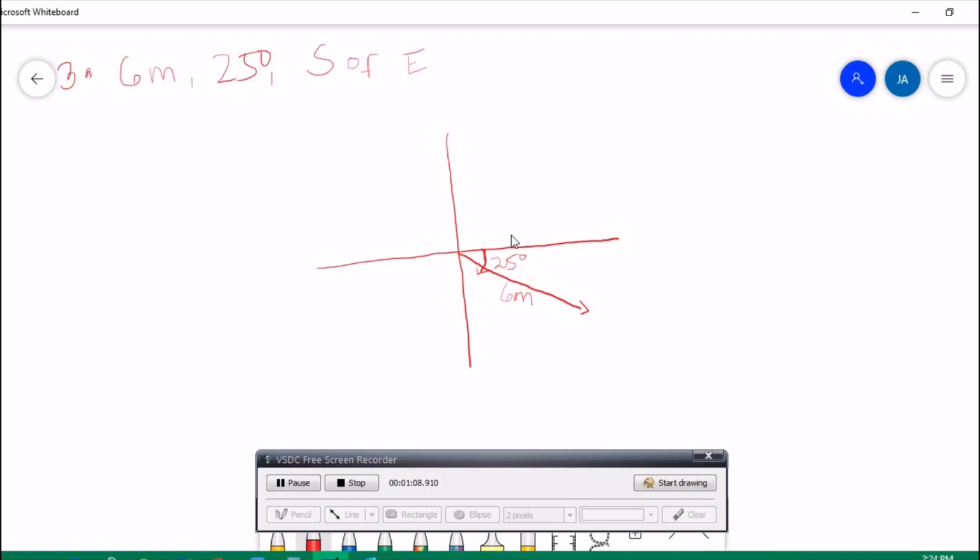How to name that? Let's write its possible names. So it can be called 6 meters 25 degrees south of east, but it can also be called 6 meters and 65 degrees east of south.